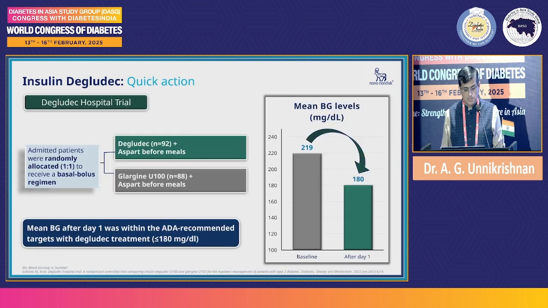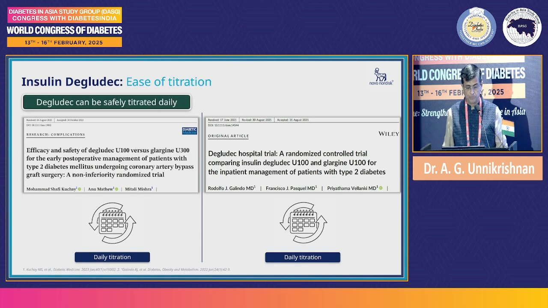You can also see the study where in-hospital subjects were randomized to either degludec or glargine U100, and you can see the blood glucose levels coming down very well with degludec. There are two interesting papers which looked at titration of insulin in the hospital setting. What is the difference between these papers?